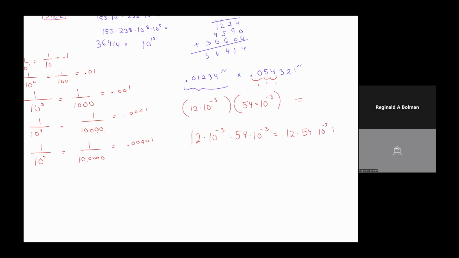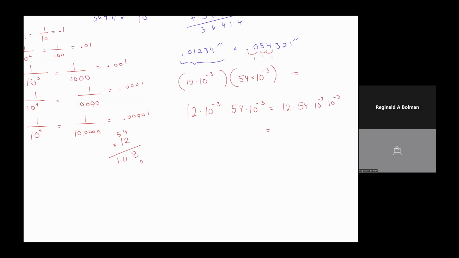Well, 12 times 54, you can actually perform that calculation by hand. 2 times 4 is 8. 2 times 5 is 10. Drop a 0. 1 times 4 is 4. 1 times 5 is 5. Add everything together. 8 and 0 is 8. 4 and 0 is 4. 1 and 5 is 6. So you get 648. And what happens to your tens is that you've got 10 to the negative 3 times 10 to the negative 3. So you'll have 10 to the negative 3 plus negative 3. Or said another way, 10 to the negative 6 power. And that's pretty good. That's a pretty good answer.